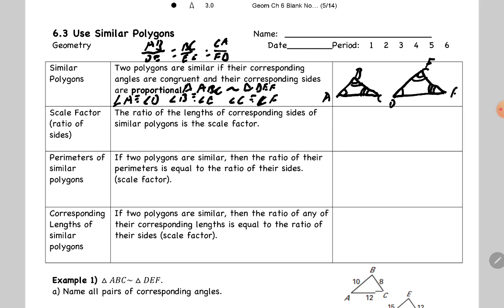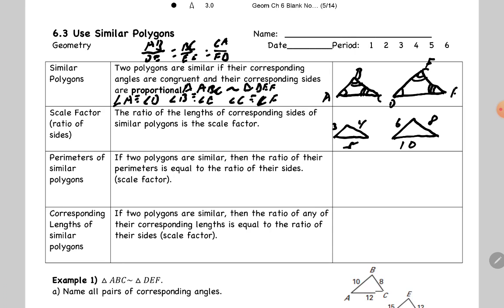So scale factor, the ratio of the lengths of the corresponding sides of similar polygons, is the scale factor. Let's do these same two triangles again. Small one, bigger one. Let's call this 3, 4, 5, and 6, 8, 10.